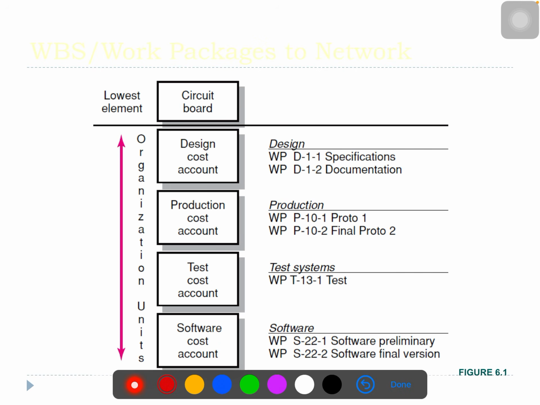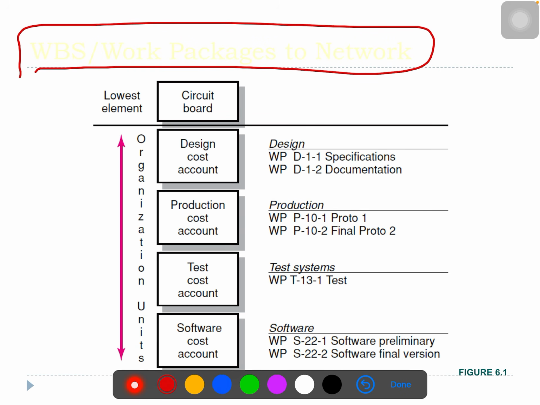Okay, so this is an example of a badly colored WBS work package to network font. It should have been black, not yellow. Okay, so we have what we have over here. We have work in design, work in production, work in test system, and work in software. It has been labeled with WP over here, WP 10.1, WP 10.2 for production number 2 activities, and so on and so forth.